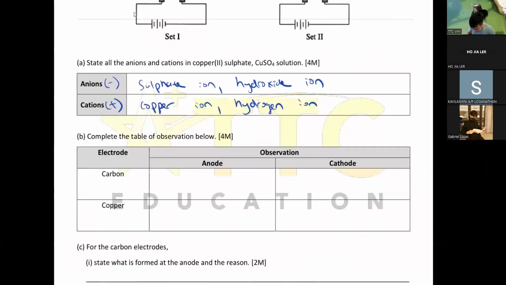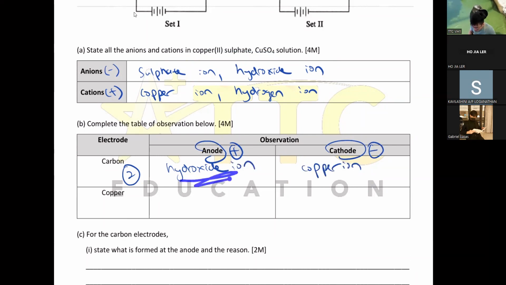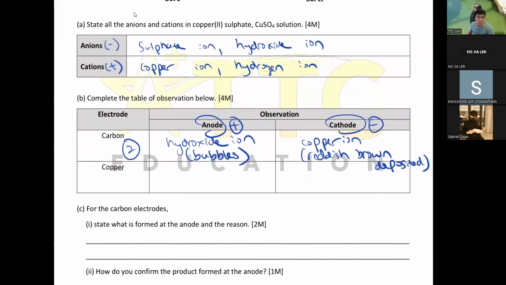Okay, got it? So carbon, this is situation 2. Anode is positive. Positive is going to attract negative. So who is chosen? Hydroxide is chosen. Cathode, negative. Who is chosen? Copper is chosen. But hang on a second, guys. They don't want the ion. They want the observation. So you will see bubbles because it's oxygen. You will see reddish brown deposit because copper is reddish brown.